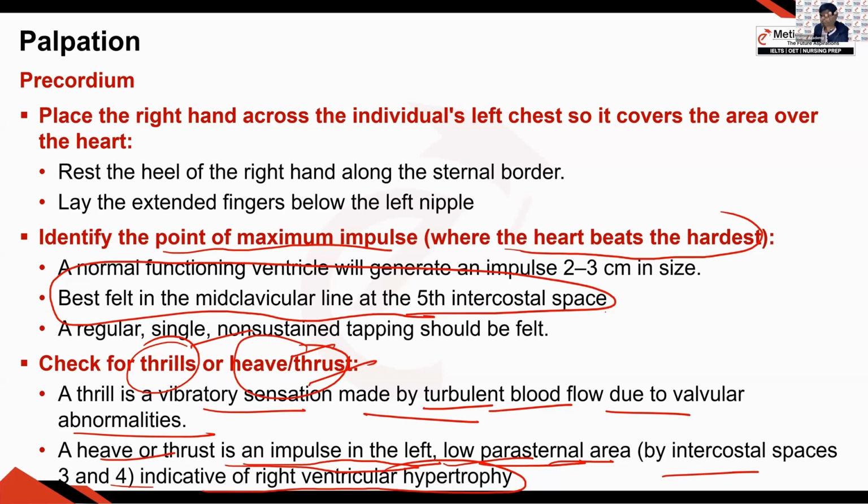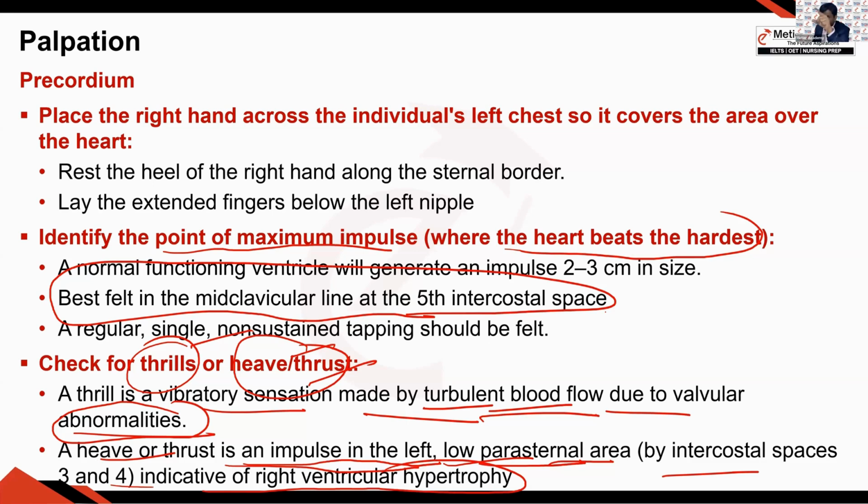Who knows? They may put a question. The nurse is doing the assessment for cardiovascular examination, and the patient has a thrill. So what does it mean? It means the doctors are assessing turbulent blood flow due to valvular abnormality. It is turbulent blood flow due to valvular abnormality, and moreover, it is a vibratory sensation. Murmur is different. We have studied murmur in your cardio. The thrill is a vibratory sensation, and that is a little different from a murmur.